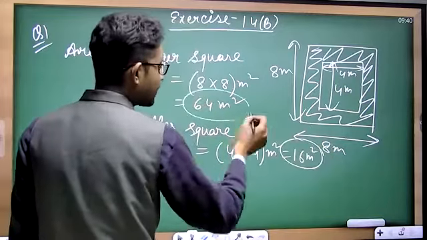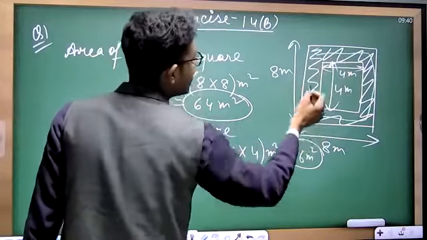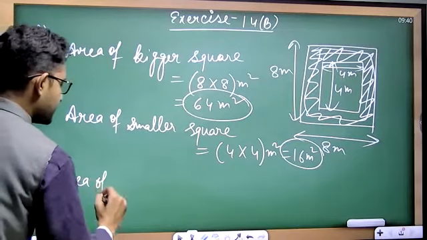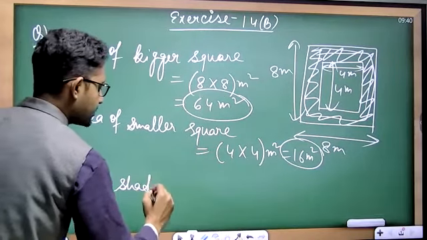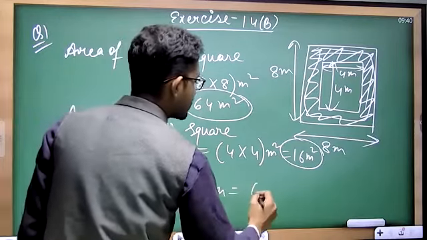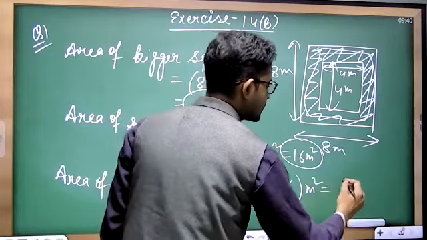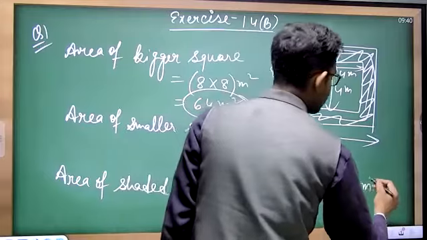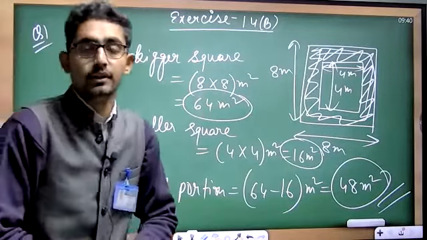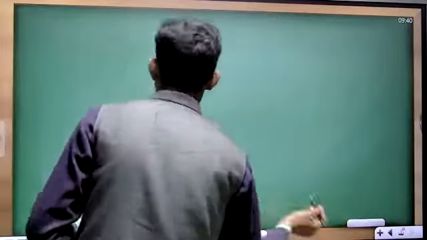So what I have to do? Area of bigger square minus area of smaller square. That means this is your remaining shaded portion. So we can say area of shaded portion is equal to 64 minus 16, that is 48 meters square. That is your question number first, first part done. Okay, understood?